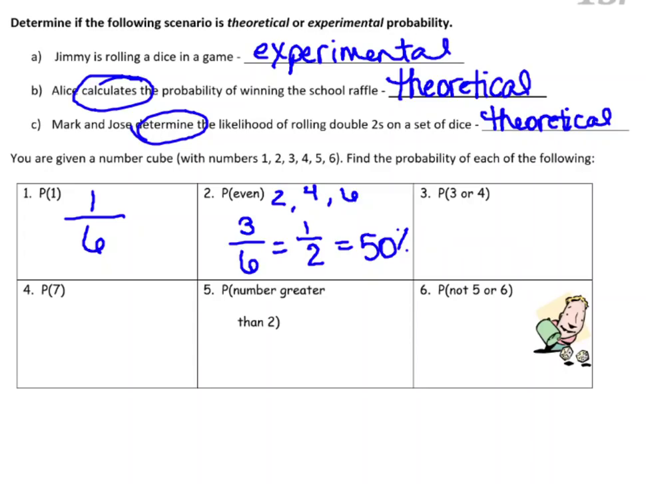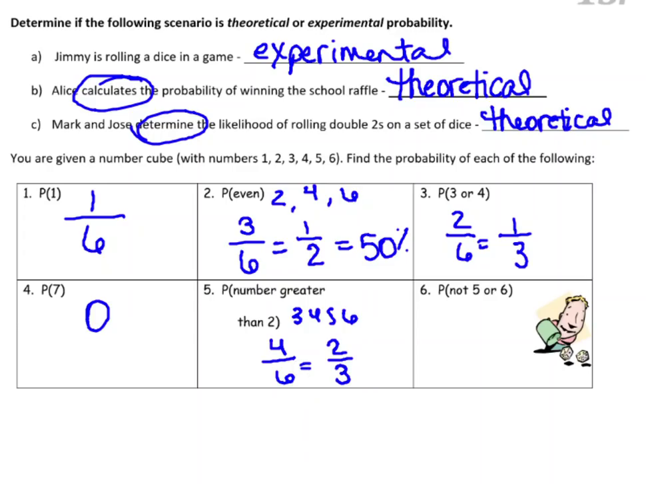A 3 or a 4. So there's 1 3, there's 1 4, so that would be 2/6. Simplify, 1/3. A 7. Tricky. There's not a 7 on there, so 0. A number greater than 2. So we have 3, we have 4, 5, and 6, so there are 4 out of 6. Simplify. Not 5 or 6, so we could have a 1, a 2, a 3, or a 4. So 4 out of 6. Simplifies to 2/3. So that is all theoretical. That's what should happen. I didn't roll the cube, didn't do any experiments.